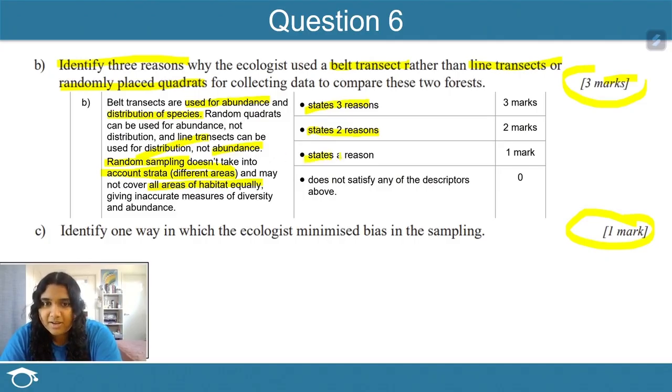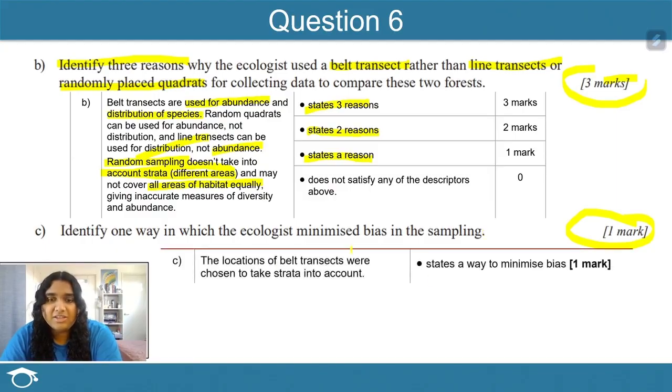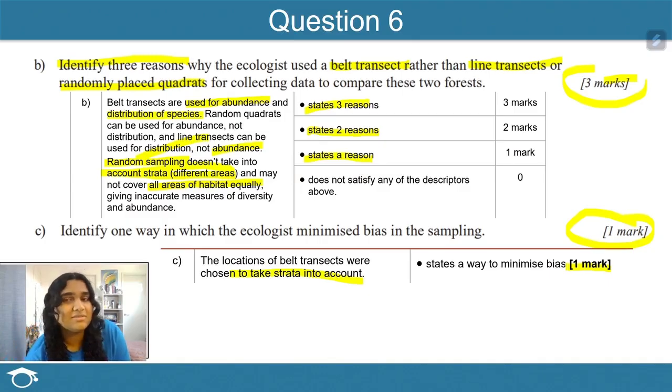That's your 3rd reason. As for identify one way in which the ecologist minimized bias in the sampling, the locations of the beltline transects were chosen to take strata into account. That could have given you the mark. You could have also said that any of the equipment used would have been properly calibrated. That could also have given you a mark. Randomly placing down the beltline transects to cover the strata, that could have given you a mark. Any of the sort of minimized bias methods would have easily given you the mark needed for this question.